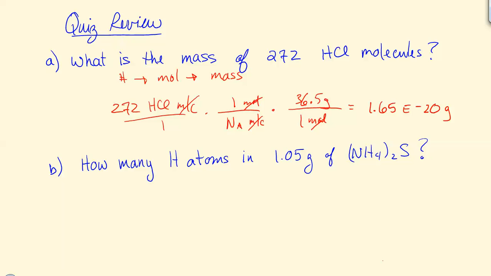1.65 times 10 to the power of negative 20 grams to 3 sig figs, if you are counting sig figs right there, which we are. So 3 sig figs, there you go.